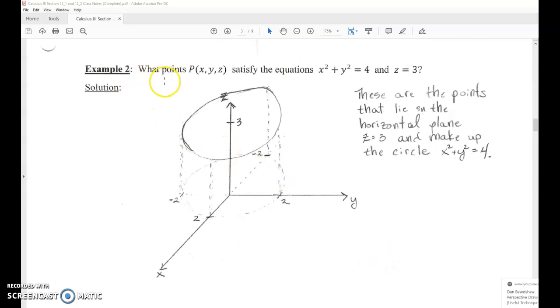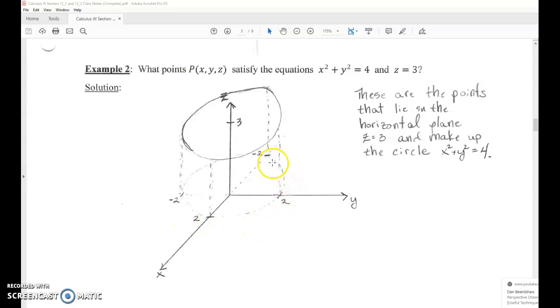All right, so what points P with coordinates x, y, and z satisfy the equations x squared plus y squared equals 4 and z equals 3? So the way to think about this one is if I just saw x squared plus y squared equals 4, if I was in just the two dimensions of x and y, then that would be the circle of radius 2, right, centered at the origin. So there I've tried to draw that.